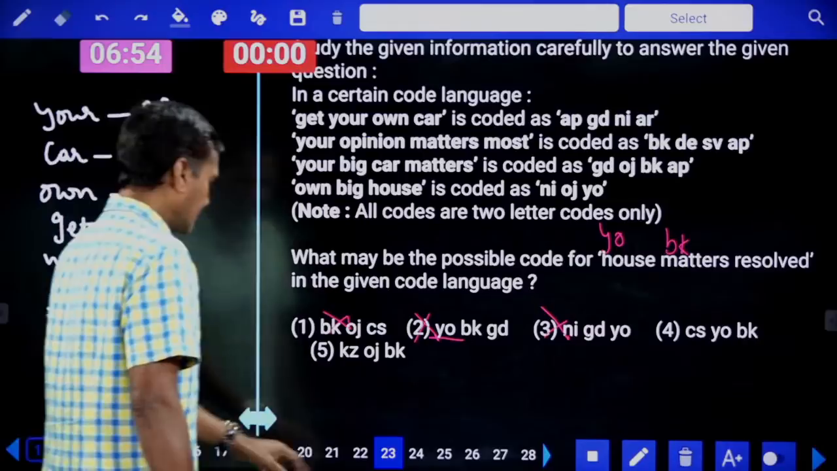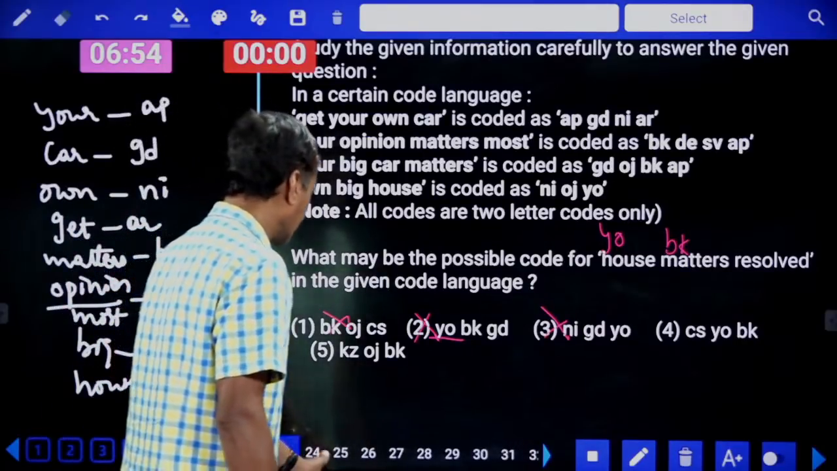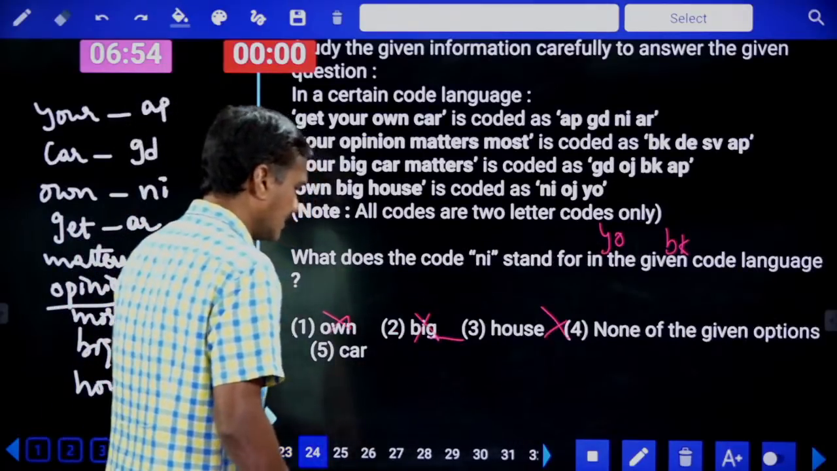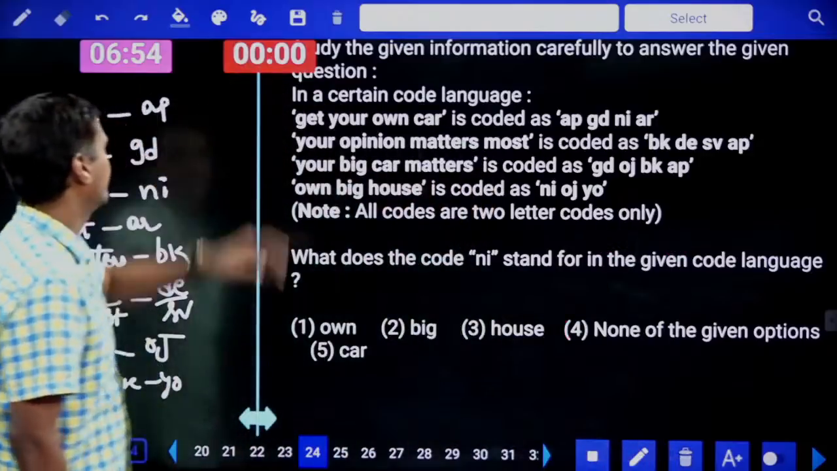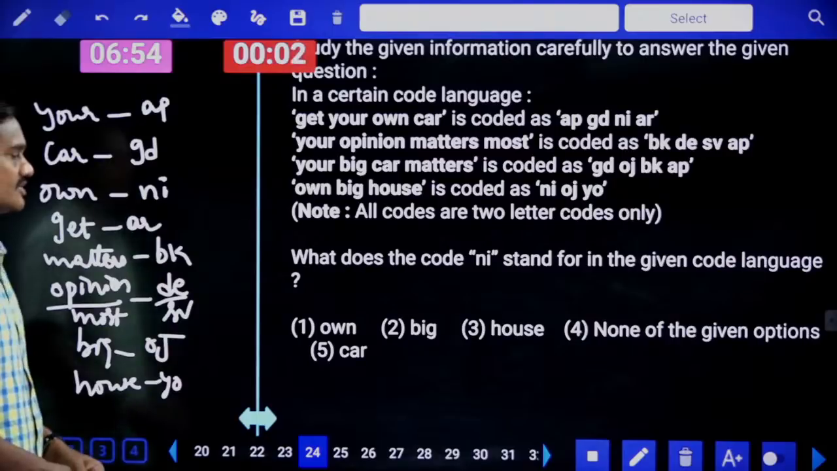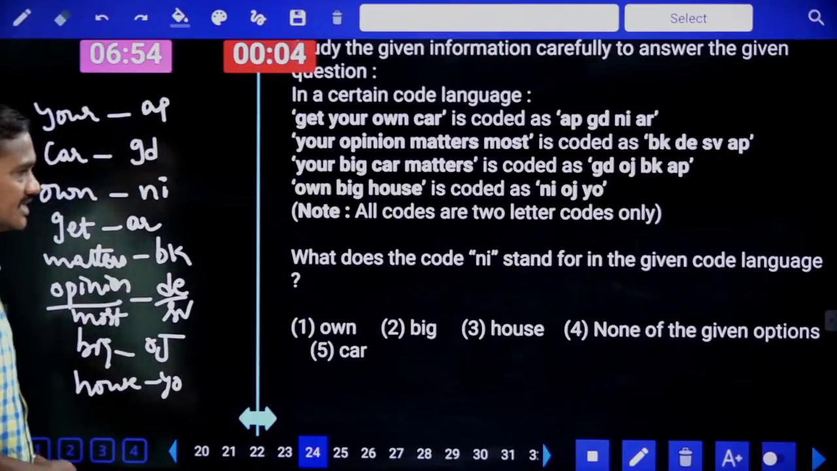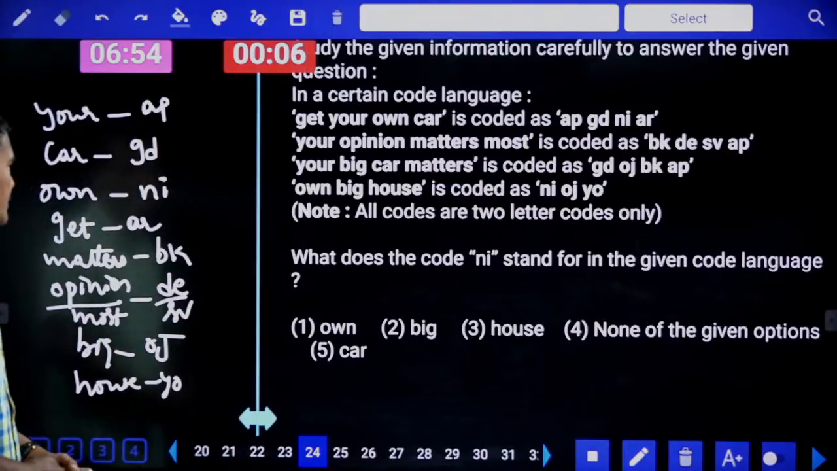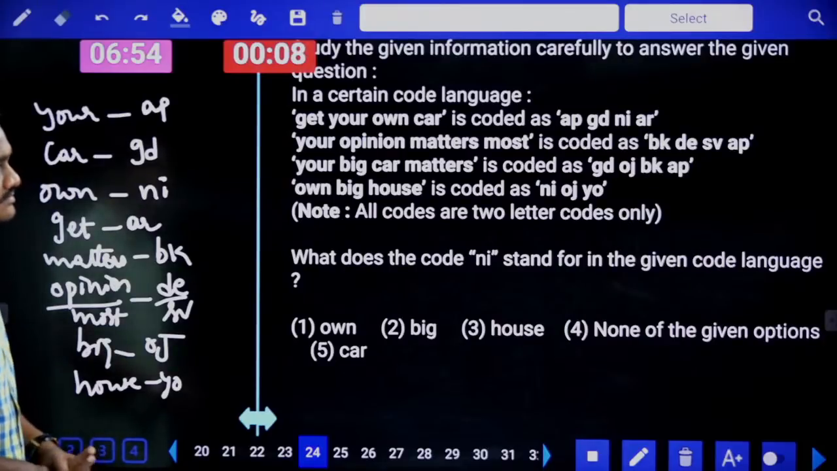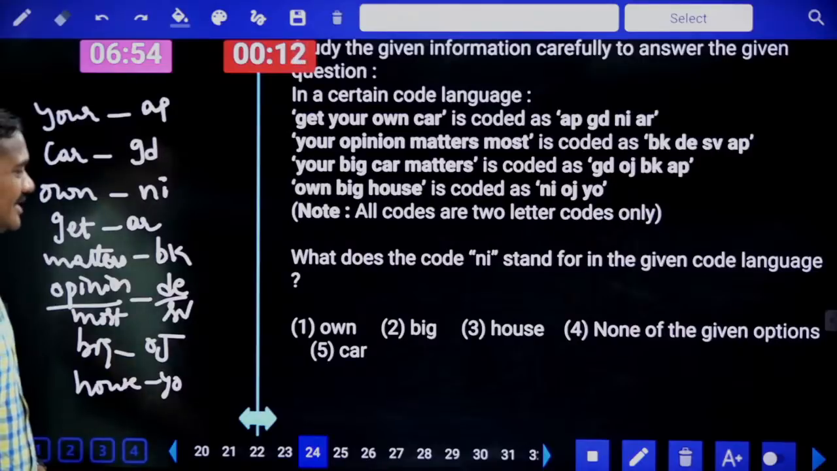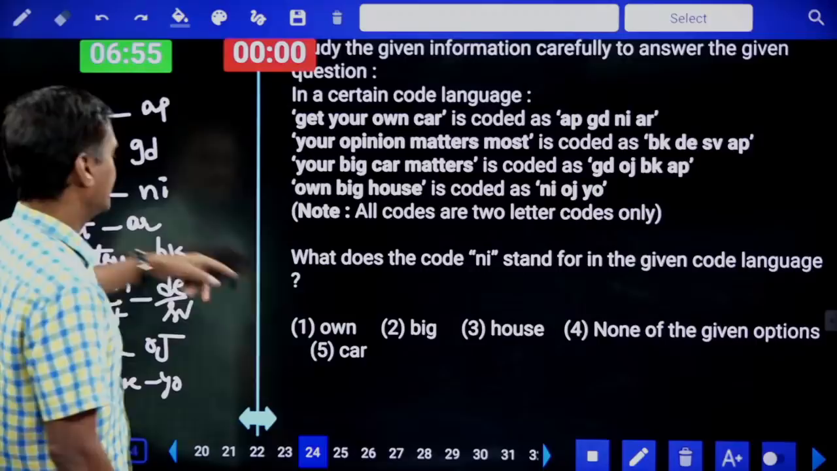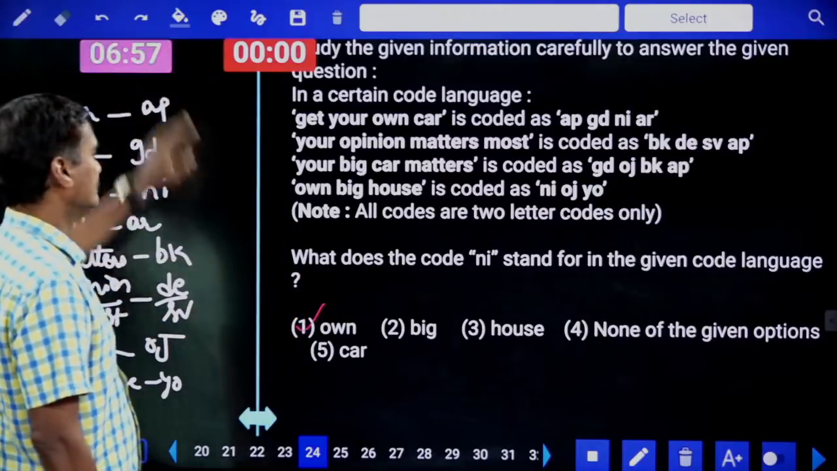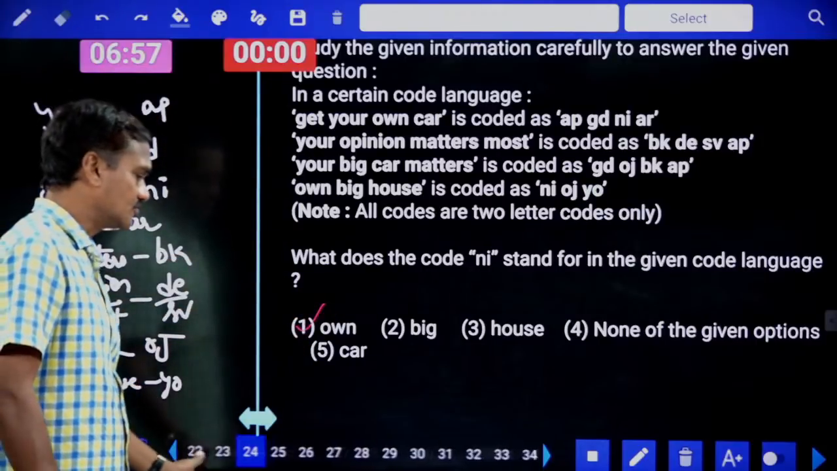Clear now? Hence choice 4 can be the code to the word house matters resolved. 23. Then 24. As question number 24, what does the code NI stand for in the given code language? The code for NI, tell me what is your answer? The code for NI is on, that is choice 1. Question number 24, it is choice 1.